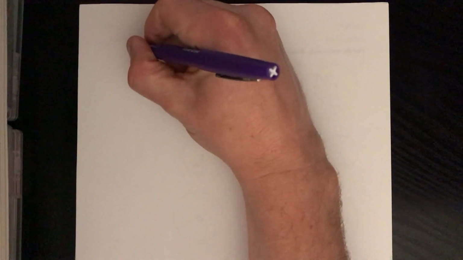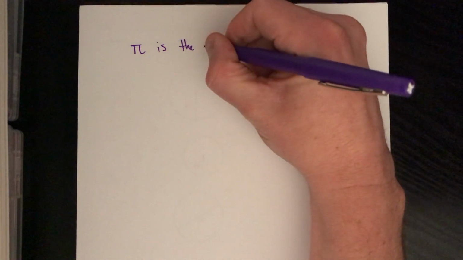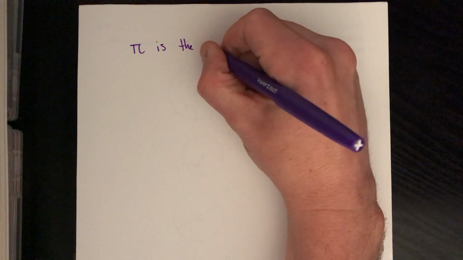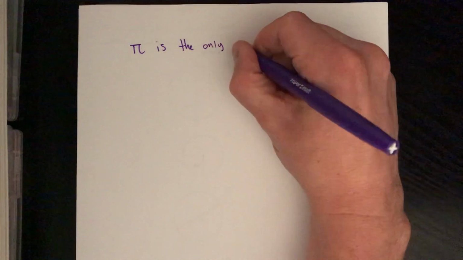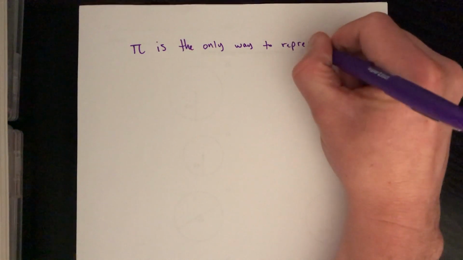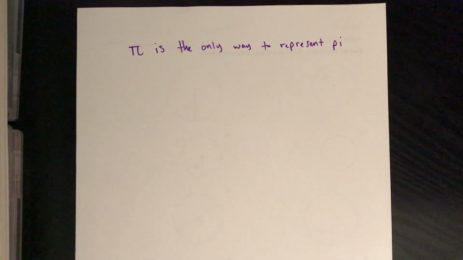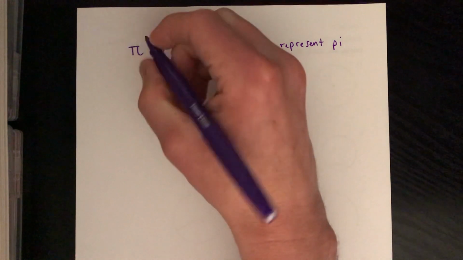Okay, so let's review some of the things that I said last week that I expect you to know or remember from Pi Week. The first is that this symbol right here is the only way to represent pi. Meaning that any other way we use pi, like for calculations, like 3.14 or 22/7, those are all approximations.